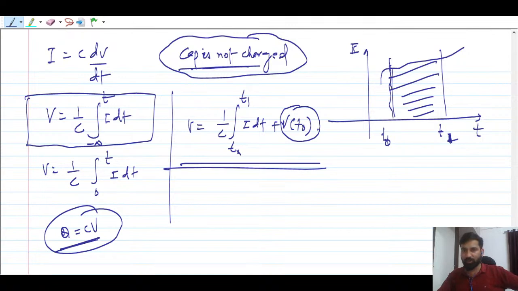Area under the curve means what? They will give you the current, a kind of current versus time curve, right? And you have to find the voltage. You just find the area, okay? Integrate, understand? So this is very, very important to keep in mind, okay?